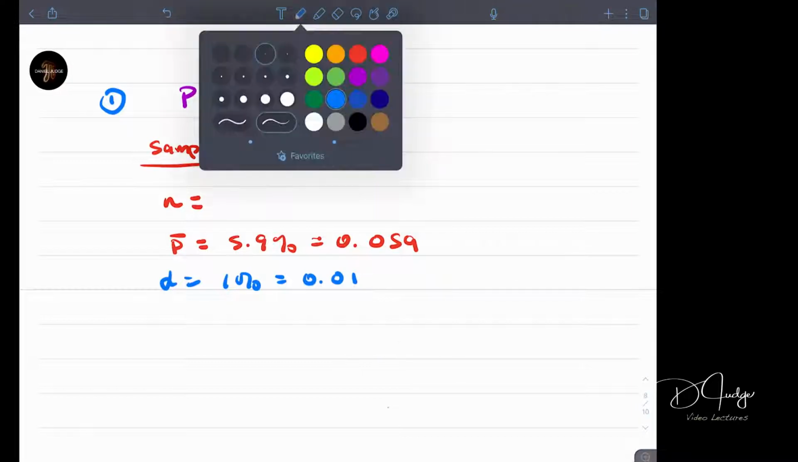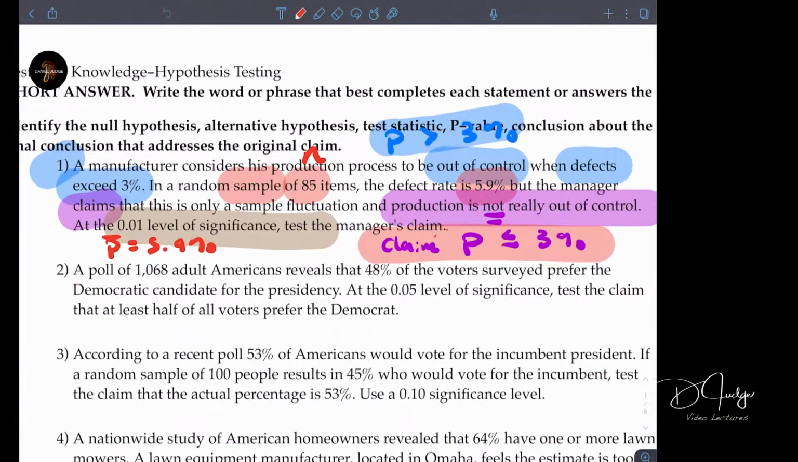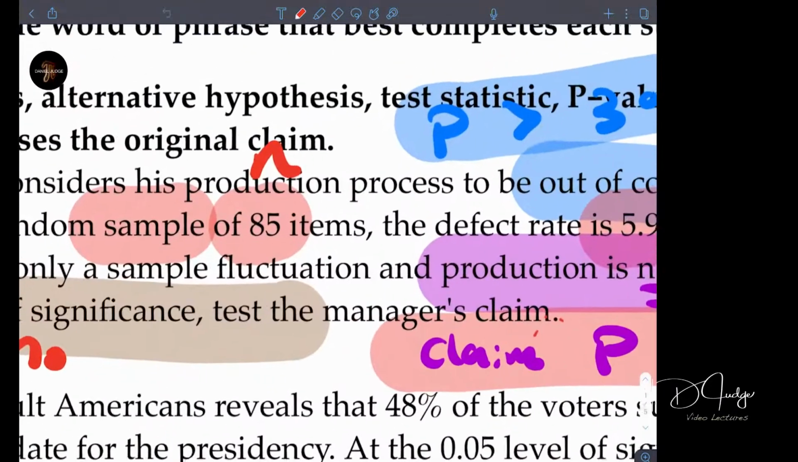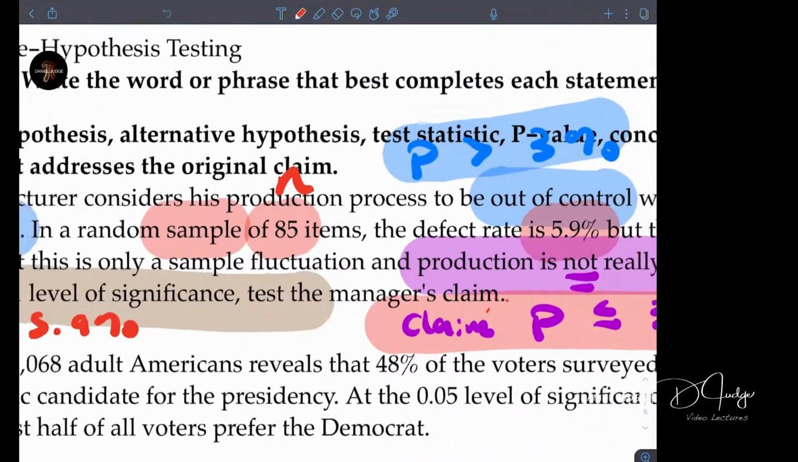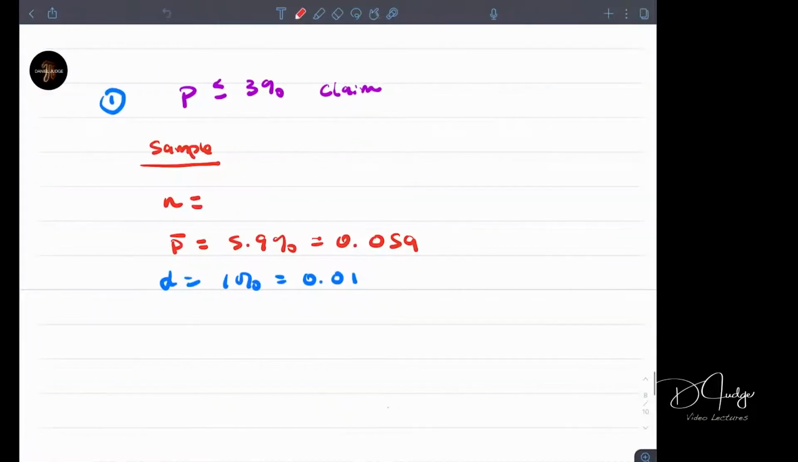So let's go back and do that kind of thing. All right, sample size, hypothesis testing, where are you at? That's your scratch work. 85. Remember that right in here. Sample size is 85. Okay. Scratch. All right.